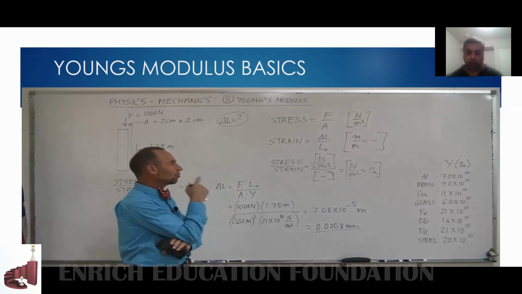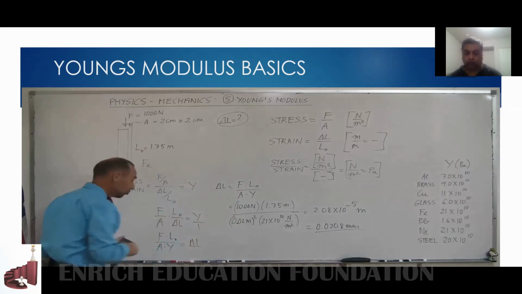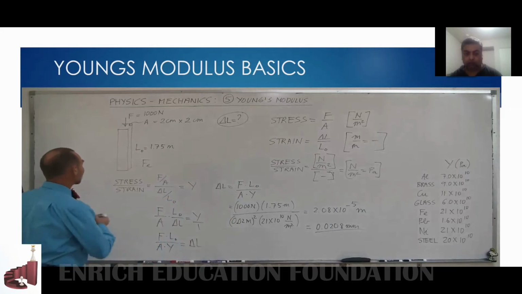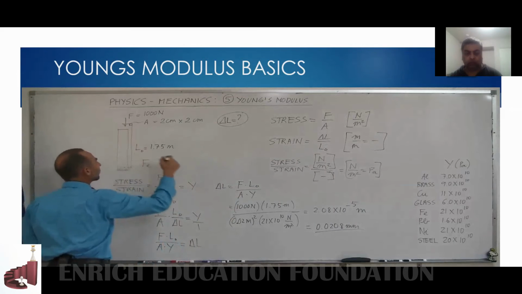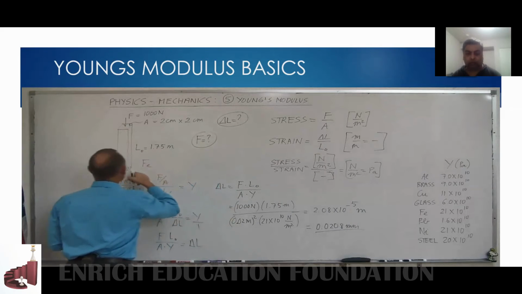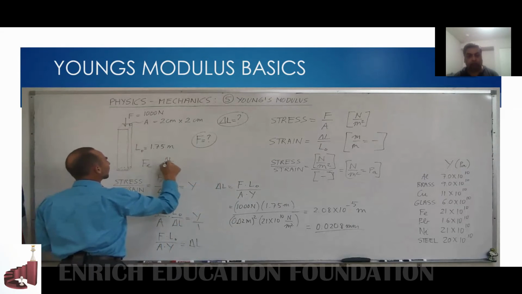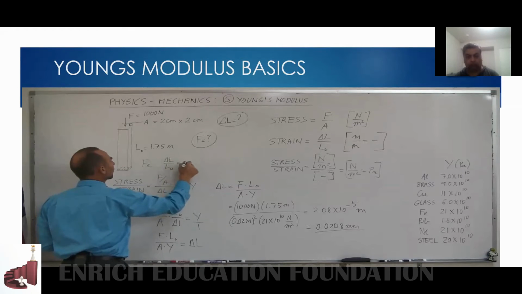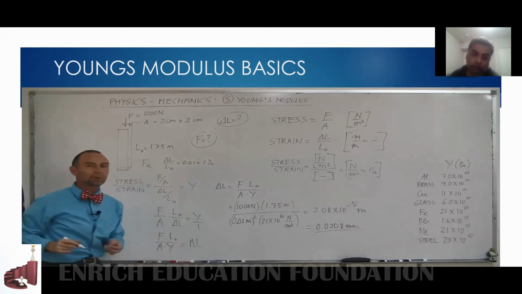For example, how much force would you apply if you want a 1% change in the length of the beam? Let's do that. Let's say that we want to change the length of the beam in such a way. What would be the force required? F is equal to question mark to obtain a 1% change in the length, so that the ratio of delta L divided by L initial is equal to 0.01, which is 1%. How much force would that require?